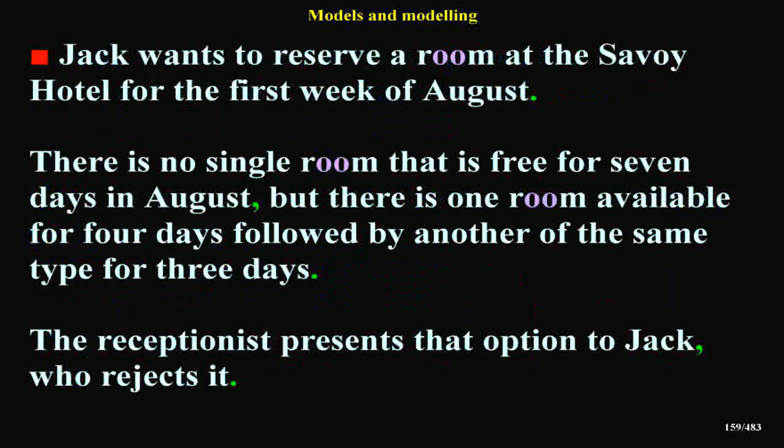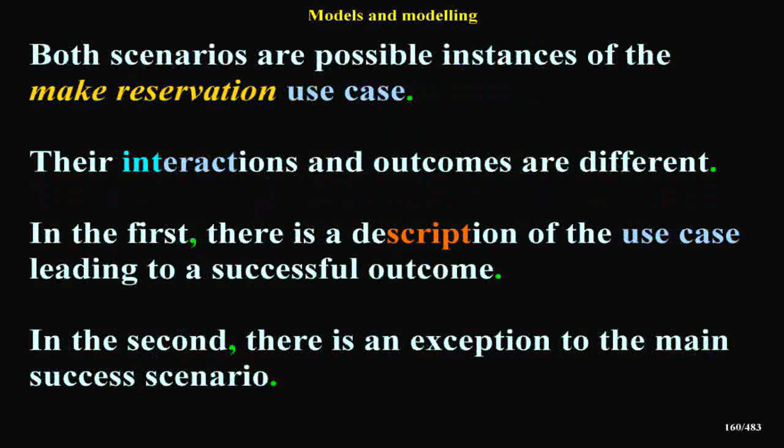Jack wants to reserve a room at the Savoy Hotel for the first week of August. There is no single room that is free for 7 days in August, but there is one room available for 4 days followed by another of the same type for 3 days. The receptionist presents that option to Jack, who rejects it. Both scenarios are possible instances of the make reservation use case. Their interactions and outcomes are different.